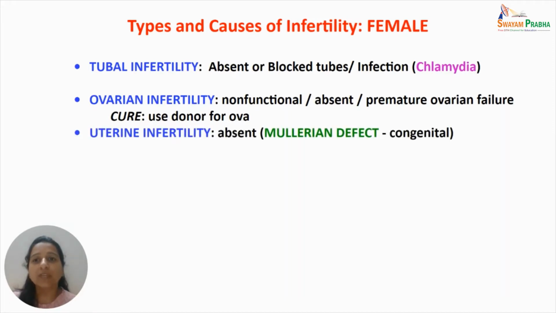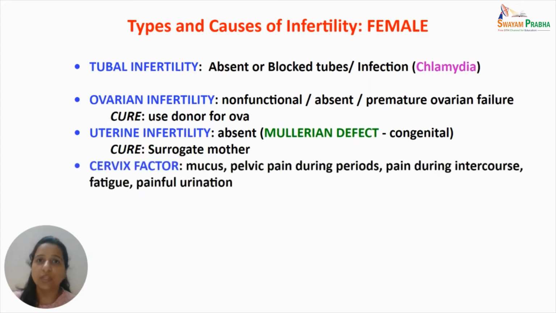The third type of infertility is because of the uterus, in which the uterus may be absent altogether, which is known as Mullerian defect, which is congenital in nature. So under such cases, after IVF, a surrogate mother can be used in which the embryo can complete its subsequent embryonic development. The fourth is cervical factor, which includes mucus problems, pelvic pain during periods, pain during intercourse, heavy fatigue, or painful urination in the female. These are also reasons for infertility.